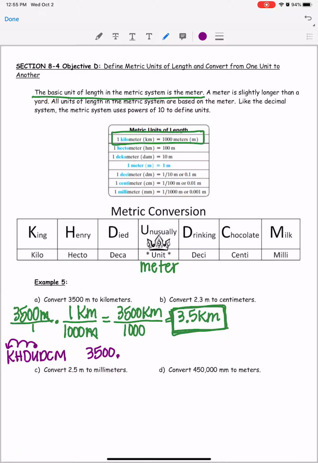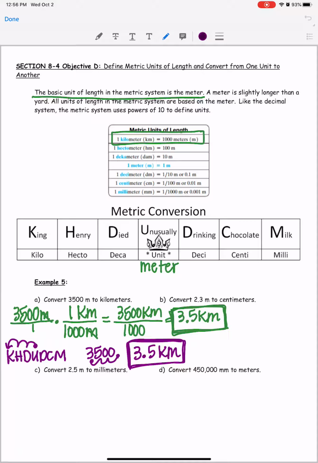So from here, I'm going to move it 1, 2, 3. My decimal now needs to go right here. So this becomes 3.5 kilometers. Exactly what we got with that dimensional analysis. If you like dimensional analysis, use it. But for the rest of this lesson, I'm going to be using this metric system and just moving the decimal. This is why metric system rocks and the US measurement system drools.